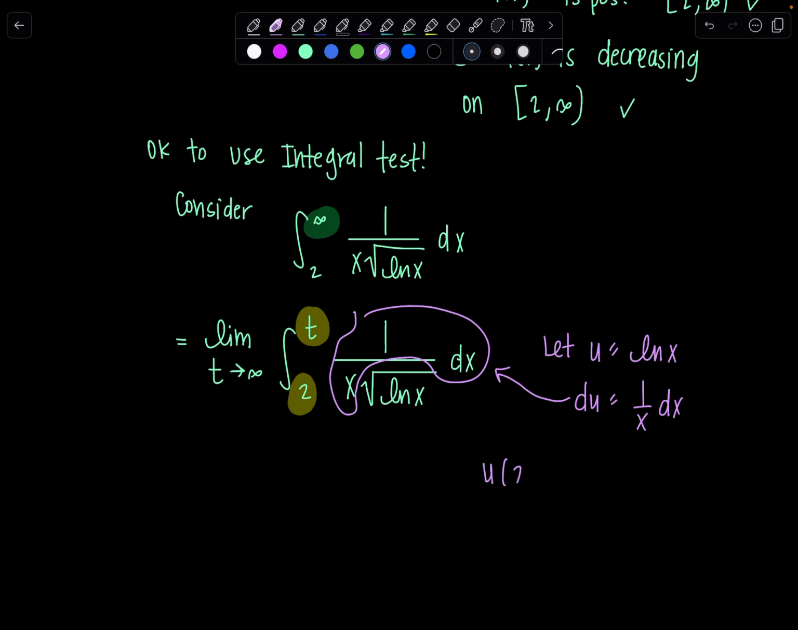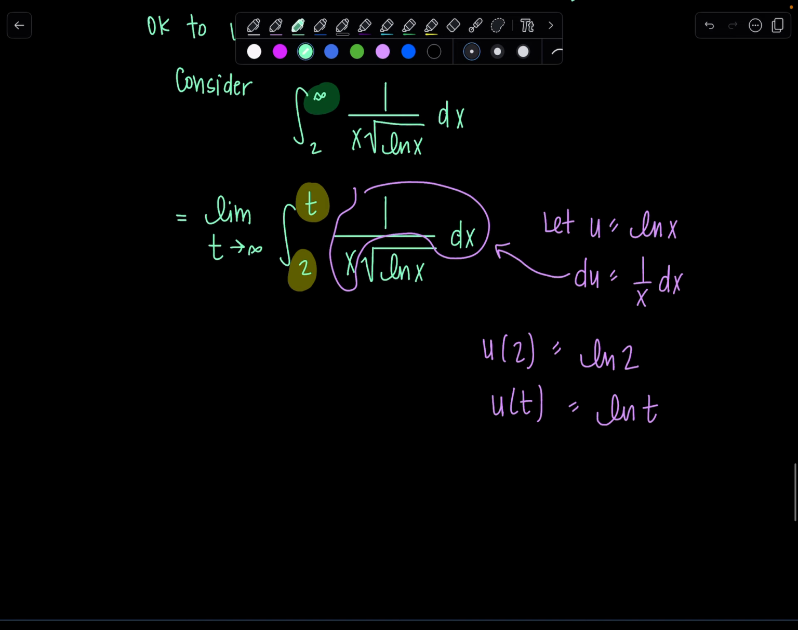So u of 2 is natural log of 2, and then u of t is natural log of t. So those are my new limits of integration. So let's put it all together. Now I have the limit, t approaches infinity, integral from natural log of 2 to natural log of t, and then we have 1 over root u du. That's all that's left after doing the u substitution.